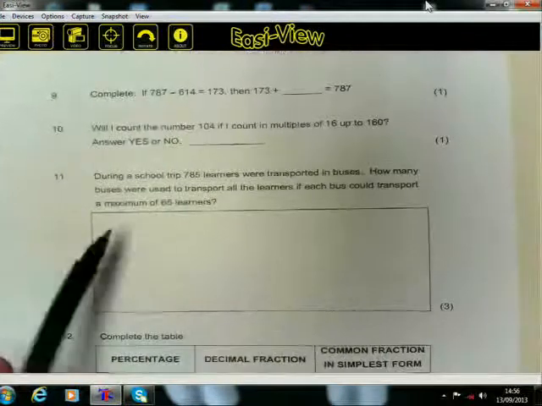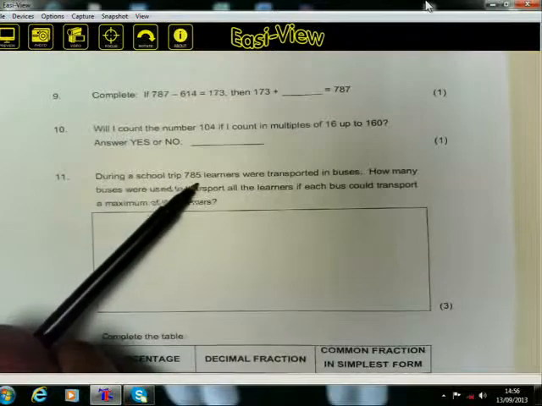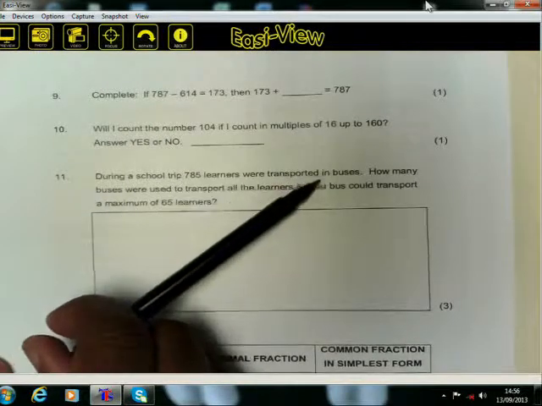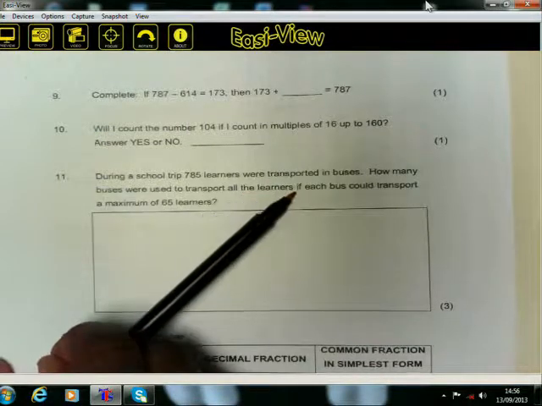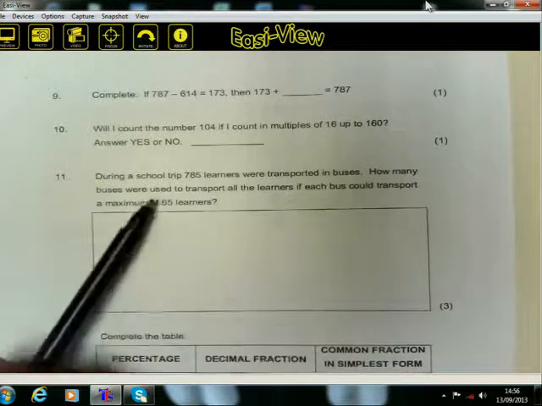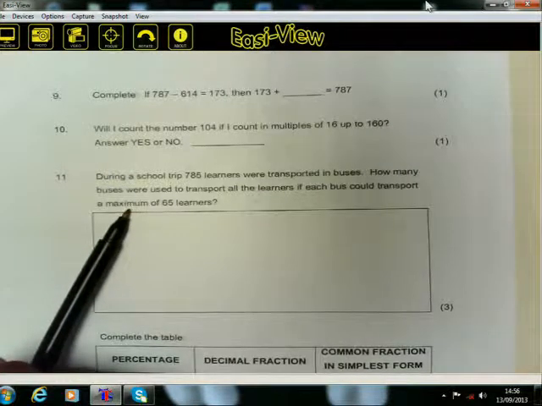Question 11 here. During a school trip, 785 learners were transported in buses. How many buses were used to transport all learners if each bus could transport a maximum of 65 learners? Now, looking at the memo, the correct solution there, number of buses, Elena has divided 785 by 65, and the answer is 12, remainder 5.